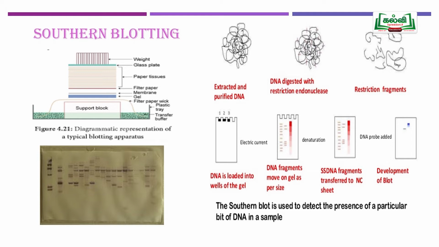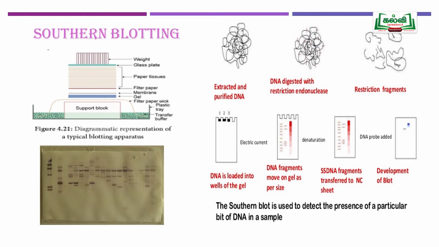First, we have to take the organism. From that organism, we have to isolate the DNA molecule. The entire DNA molecule we have to isolate, using a standard DNA isolation procedure like the alkaline lysis method, mini-prep method, then the CTAB method. So many methods are there. In any one of these methods, we may isolate the DNA molecule.